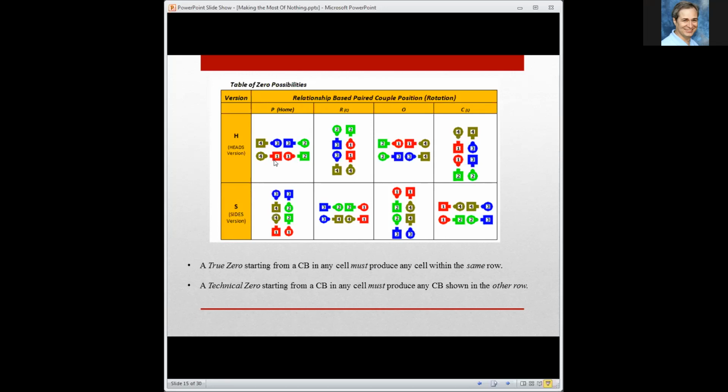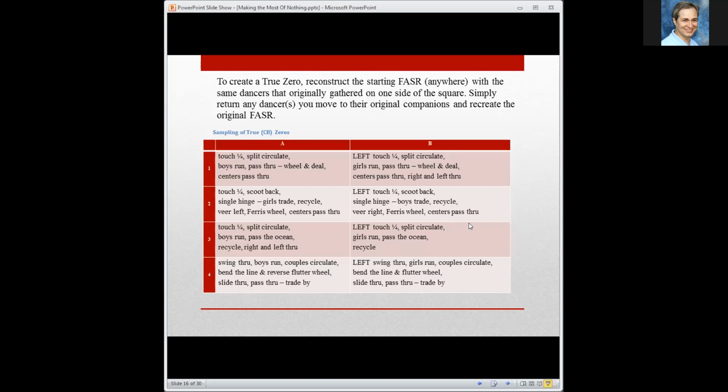Number 4 couple, number 1 boy and number 3 girl, all reconstituted here. Number 1 girl and number 3 boy are the number 2 couple if you're using the number 1 lady as your focal dancer. Okay, so to create a zero, all you have to do is reconstruct the starting phaser anywhere with the same dancers that originally gathered on one side of the square. Simply return the dancers you moved to the original companions, and then recreate that phaser.